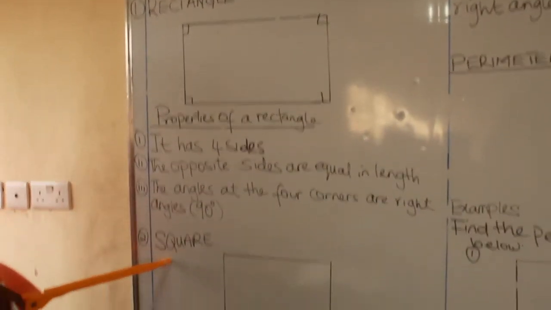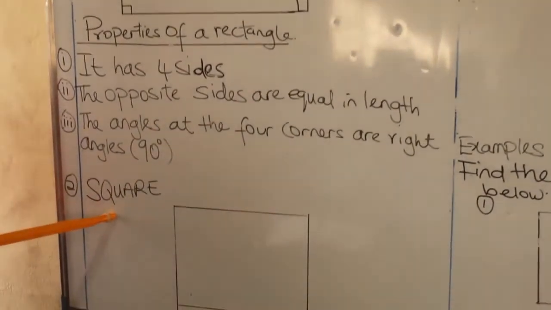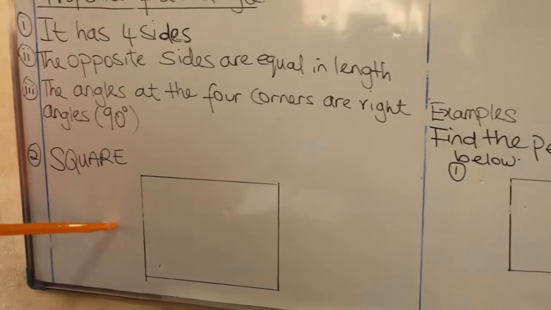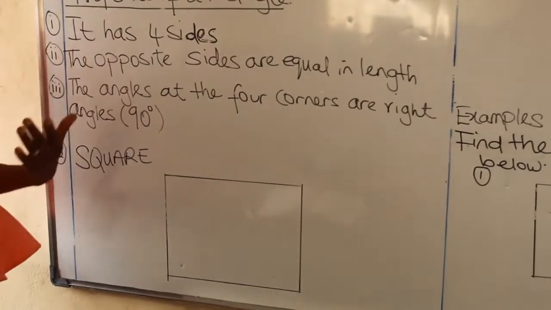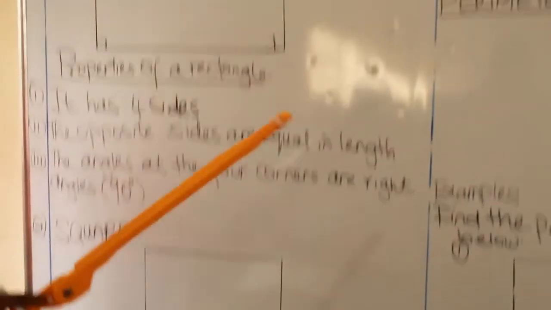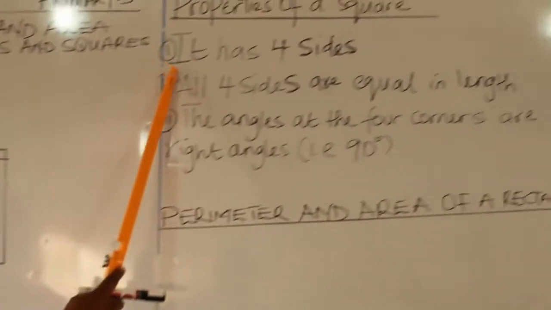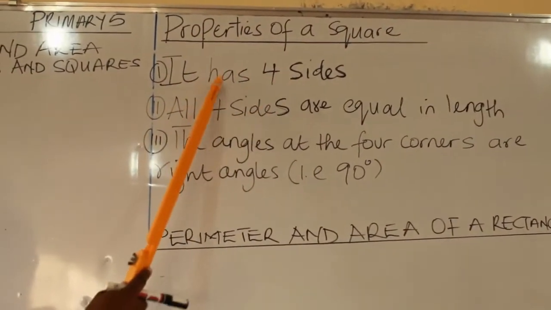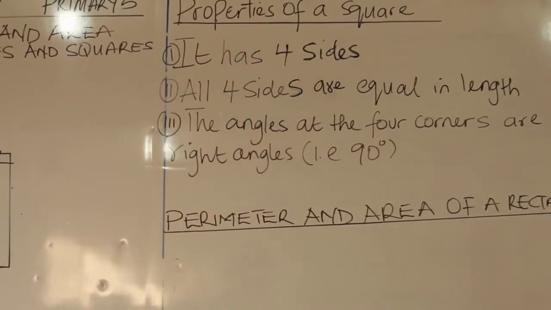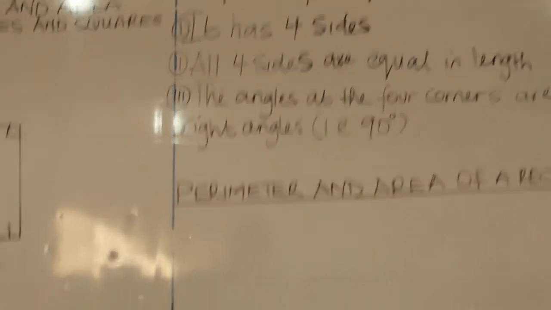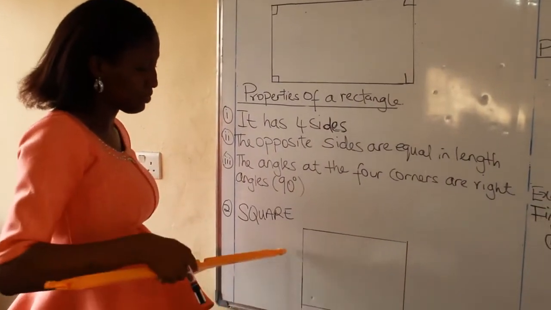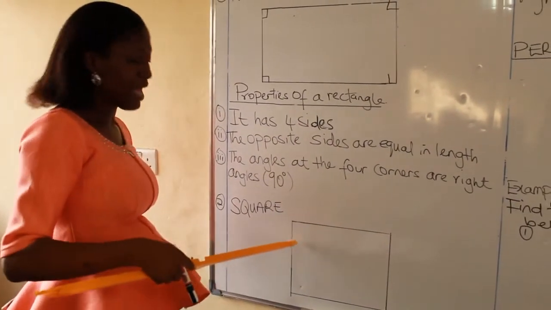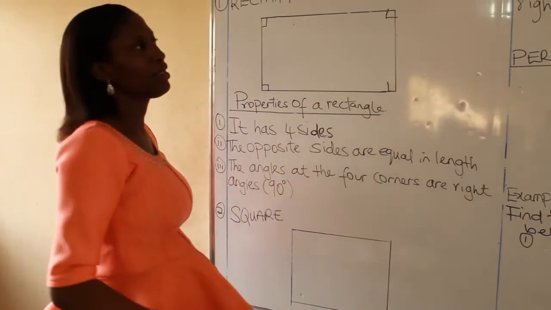Now, a square. This is a square. Now we will be looking at the properties of a square. Number 1, a square has 4 sides. I'm sure you can see the square on the board. It has 4 sides.